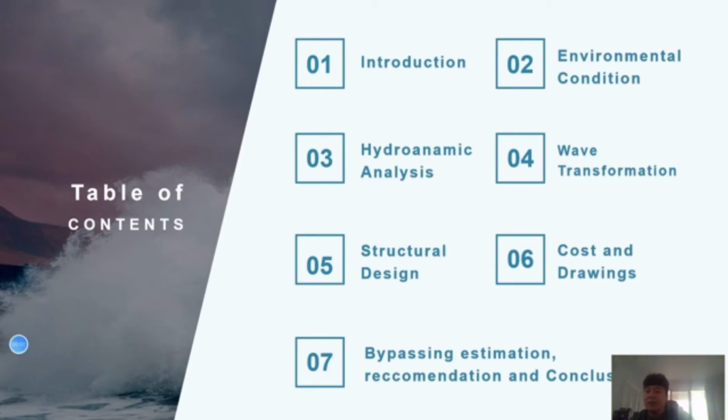Our group has 7 team members, so there are 7 parts in this presentation, and each member needs to present one part. The first section is my part, which is the introduction of the study area. In this part, the construction site of the design project is introduced in detail. Then the second part is environmental conditions. In this part, some characteristics such as wave direction, return period, tides, sea level rise, and storm surge can be determined according to some references.